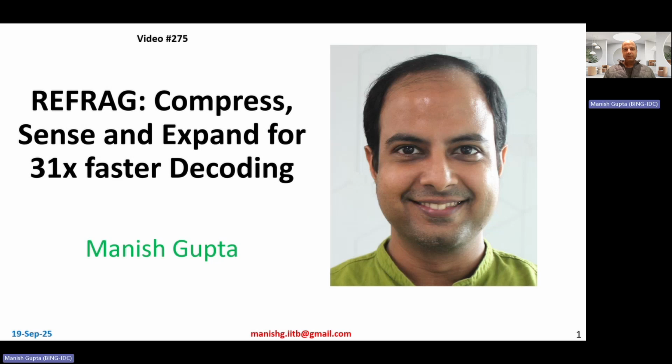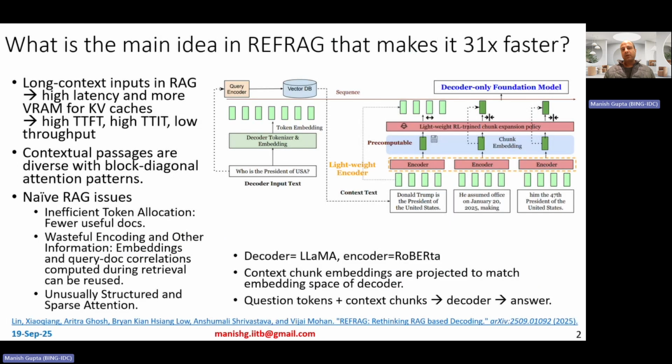Hi, my name is Manish Gupta, and in this video, I'm going to talk about this interesting work called Refrag, which is basically an interesting way of doing RAG and in general decoding from a transformer-based decoder models using this compress, sense, and expand technique. The promise is 31 times faster decoding. So let's understand what is their main idea in this Refrag model that makes it 31 times faster.